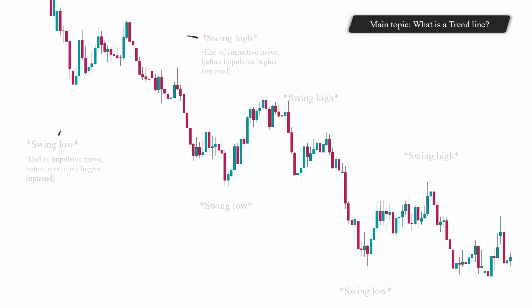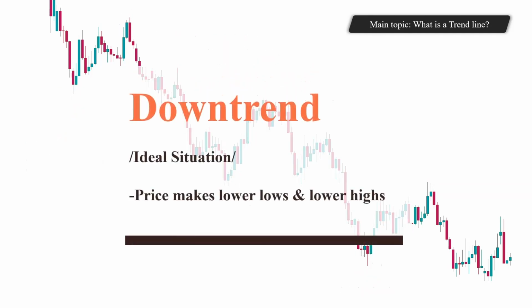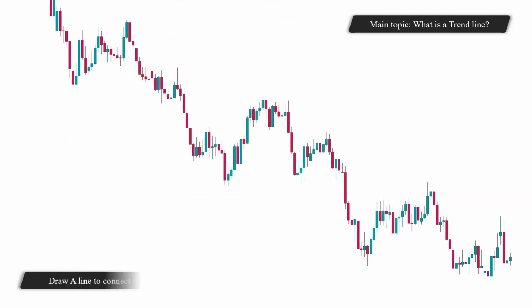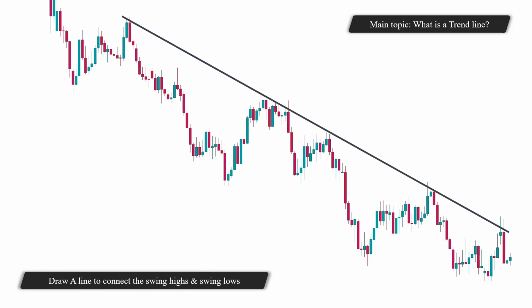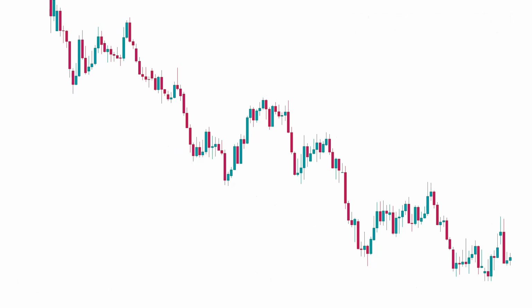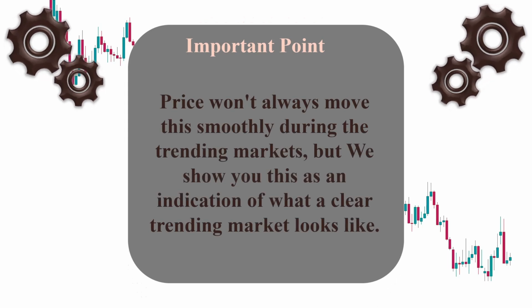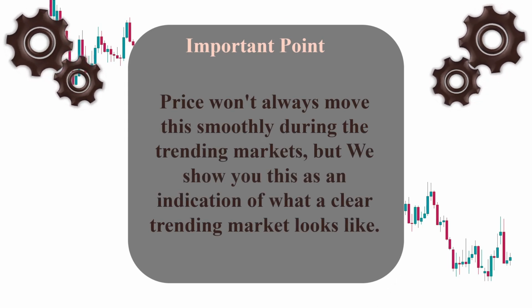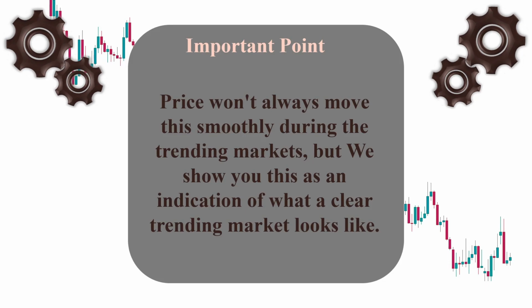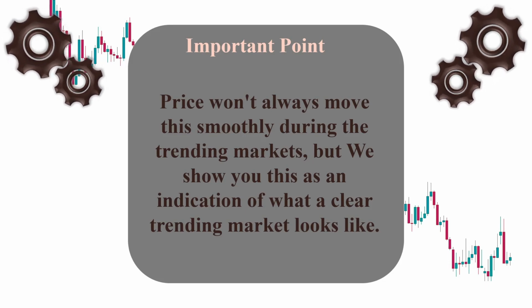So, in a clear downtrend, the price will make lower lows and lower highs. Now a trend line is applied to connect the swing highs along the top and swing lows along the bottom. Now, here's an important point. Price won't always move this smoothly during the trending markets, but we show you this as an indication of what a clear trending market looks like.